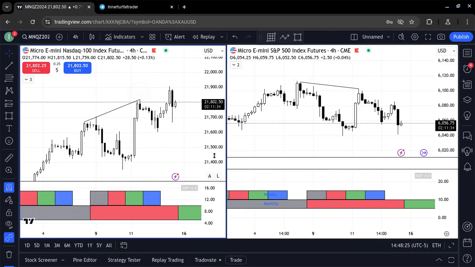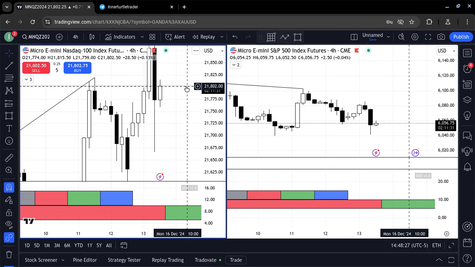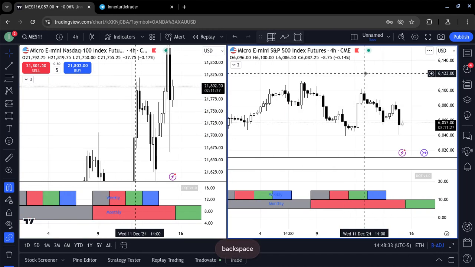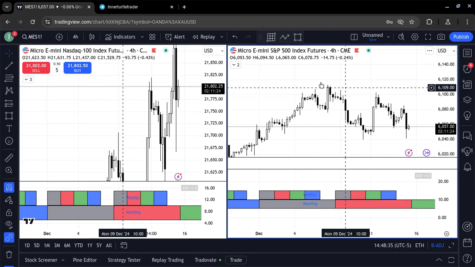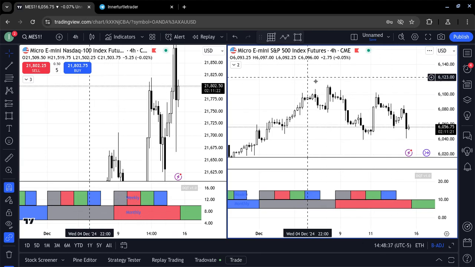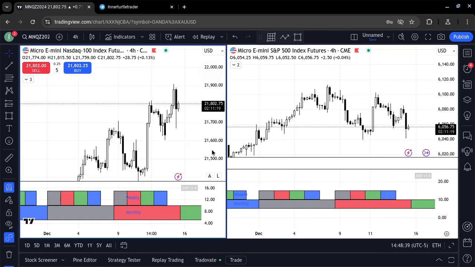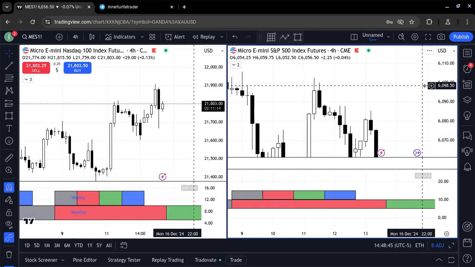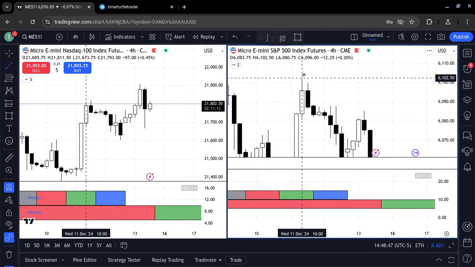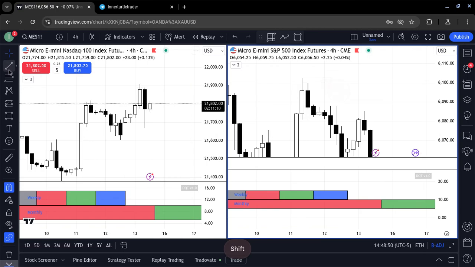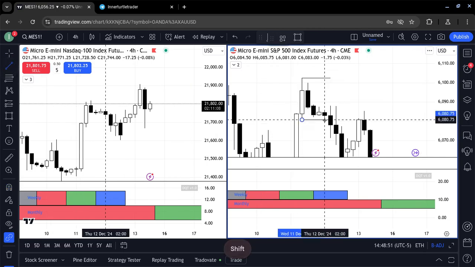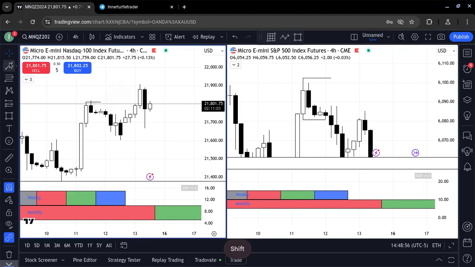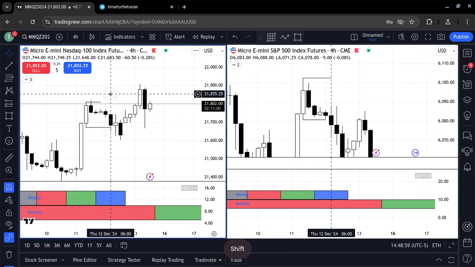Before I go into the lower time frame, let me show you another correlation right here. Since this made a failure swing, okay, S&P 500 made a failure swing while Nasdaq closed above this candle range right here, okay? This is your CRT. It's everywhere, it's literally everywhere.